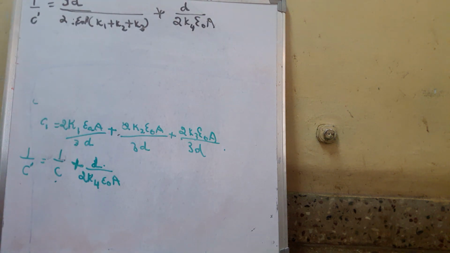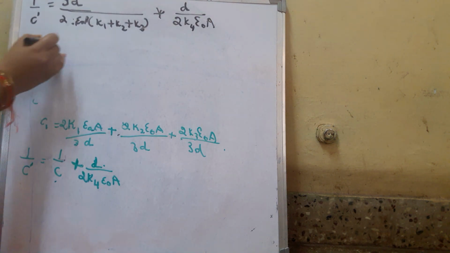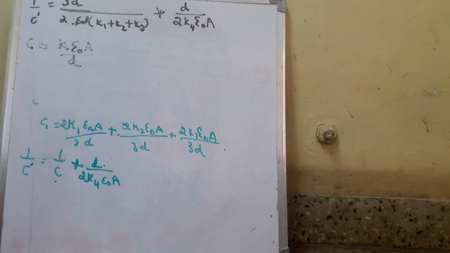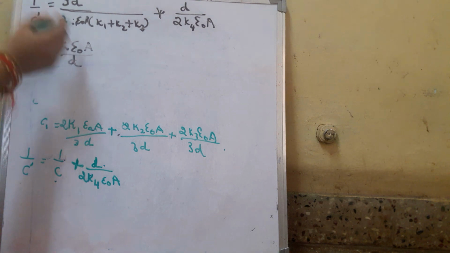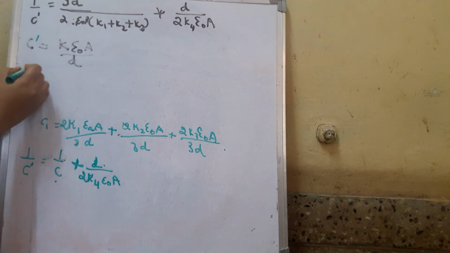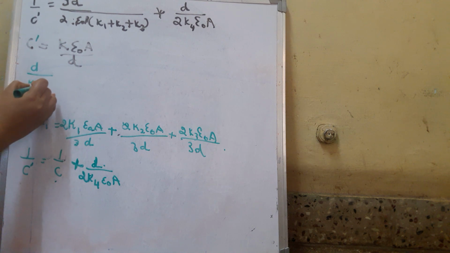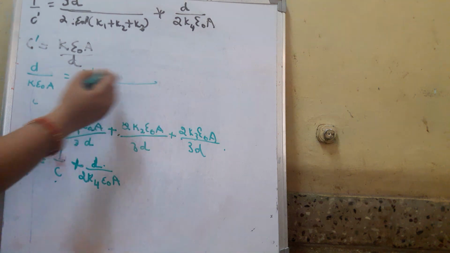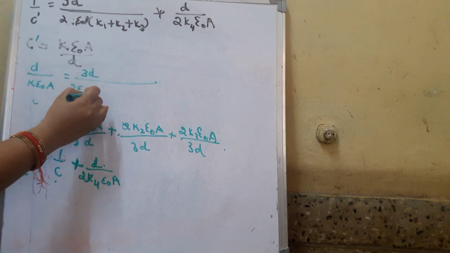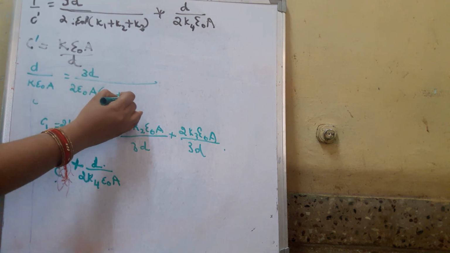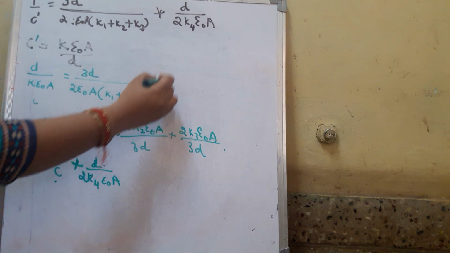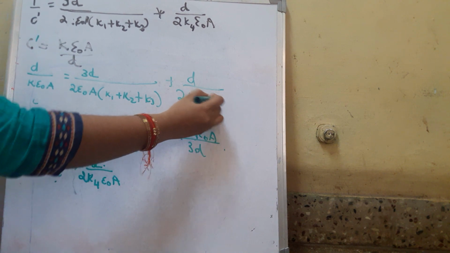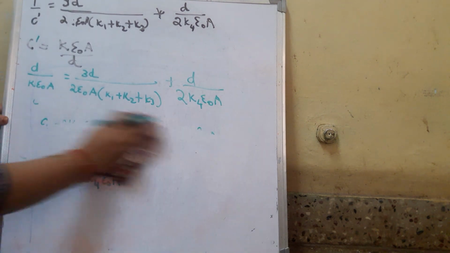What about the total capacitance? Total capacitance is K times epsilon naught a/d. This is what my total capacitance will be. Substitute in this, that is C prime. Substitute this: d/K epsilon naught a is equal to 3 times d by 2 epsilon naught a of K1 plus K2 plus K3 plus d 2 times K4 epsilon naught a. I'll erase this.